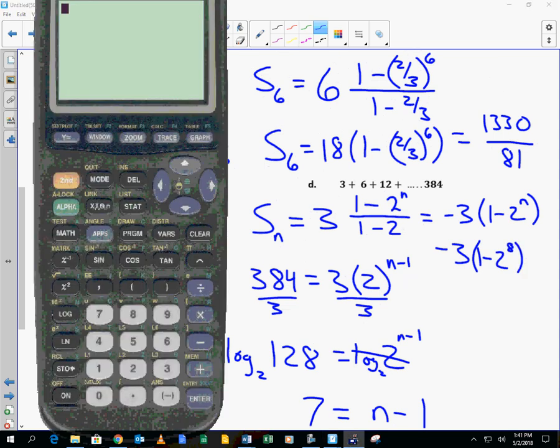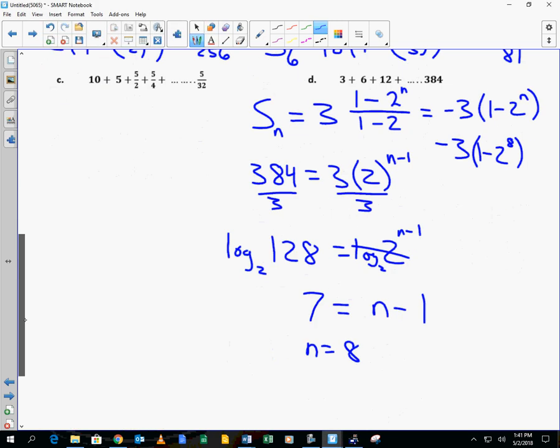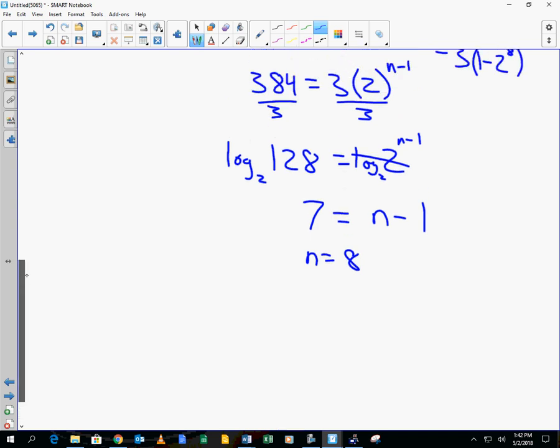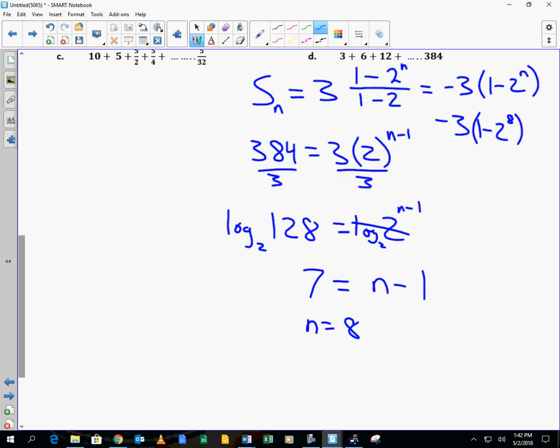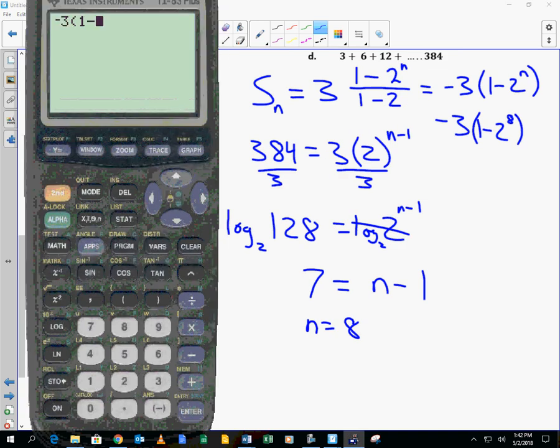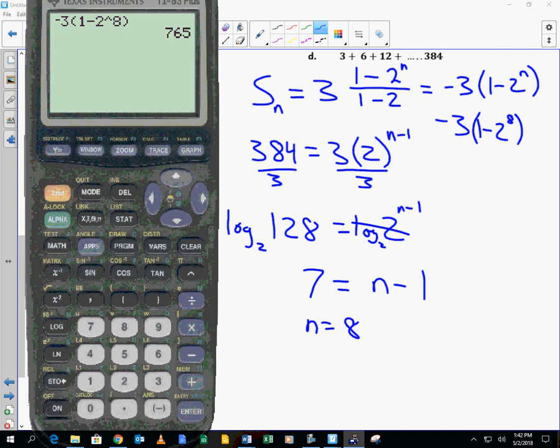If you can point to me where you're lost, I will help direct you. Do you see how we got log base 2 of 128? I got 7. Yep. So then I type in negative 3 times 1 minus 2 to the 8th. And I get 765.